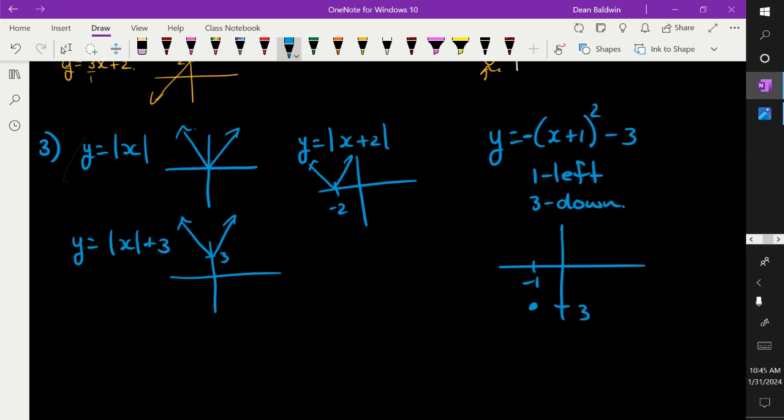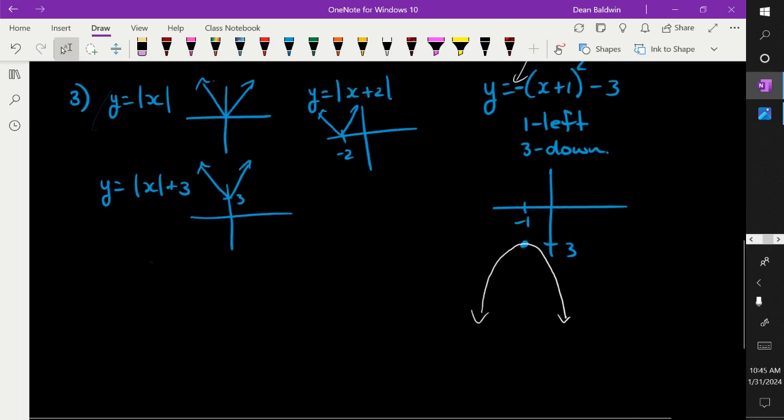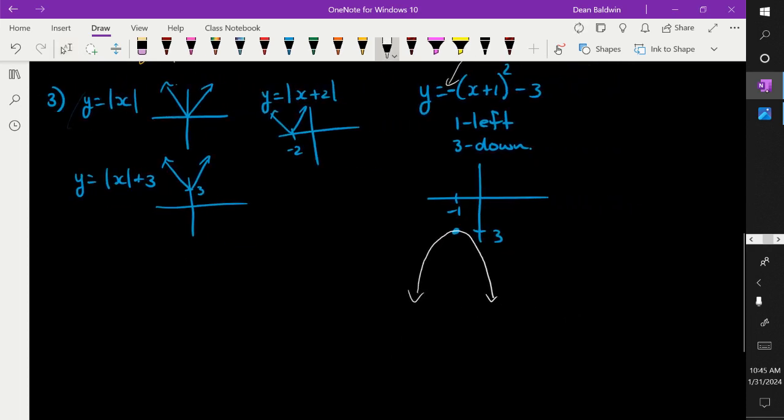You just told me the graph opens down because of that, right? Okay, so we know it opens down, so that's really all you have to draw. Okay, that makes sense? Yes? Okay. The only other one, we'll do one polynomial. We'll do it in factored form.